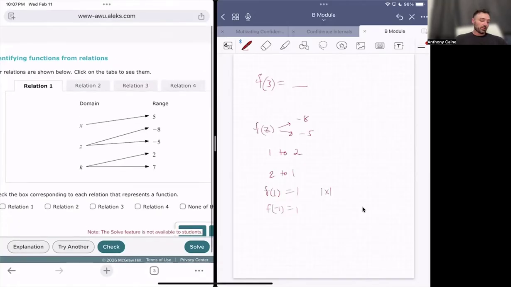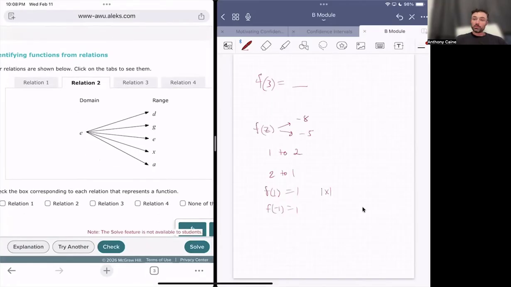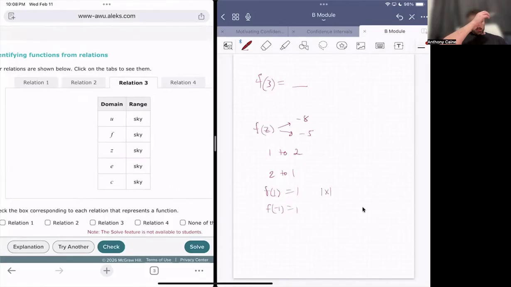So the thing on screen is not a function. It's just a relation. Here, this is also not a function. For one single input E, we have all these different outputs. Here this is a function. No matter what you input, whether it's the letter U or the letter F, or the letter Z or E or C, you always get the same output, which is the word sky. And that's fine. So this would be a so-called 5 to 1 function because there's 5 different inputs that give you the same output. Functions can be 2 to 1. I don't care how many different things give you the same output. You just can't split from the beginning.